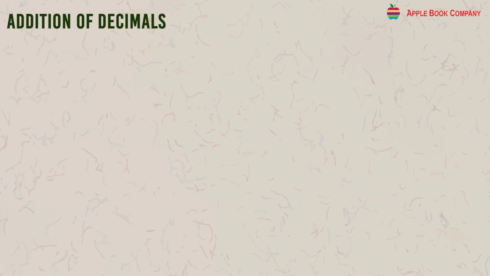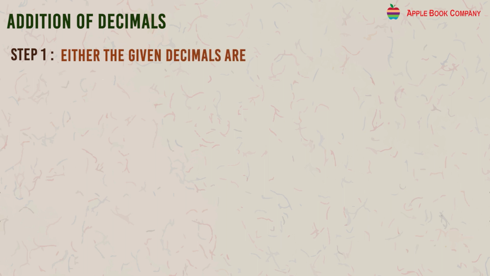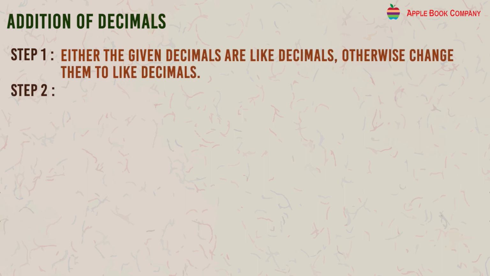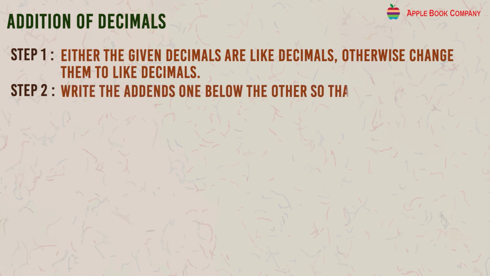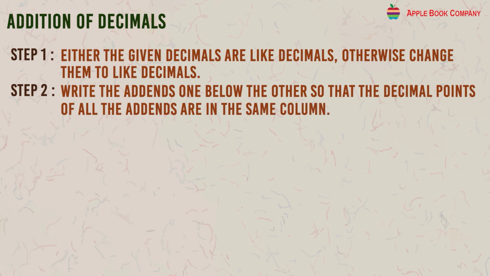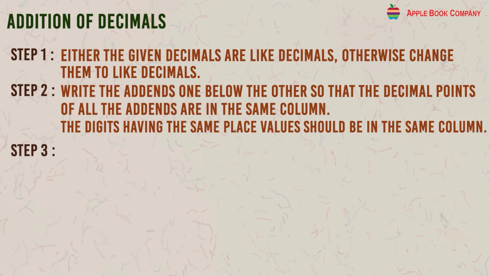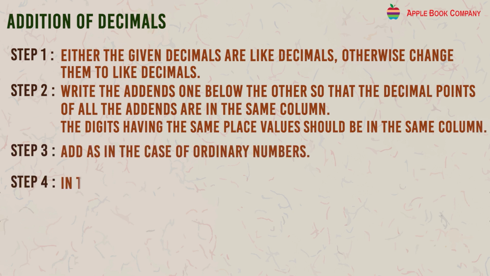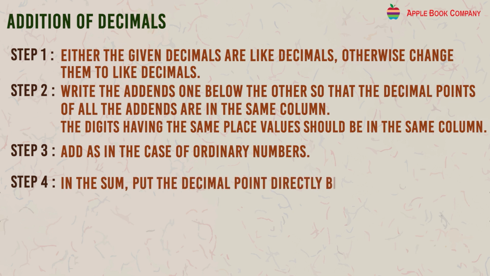Addition of decimals. To add two or more decimals, we follow the following steps. Step 1. Either the given decimals are like decimals, otherwise change them to like decimals. Step 2. Write the addends one below the other so that the decimal points of all the addends are in the same column. The digits having the same place value should be in the same column. Step 3. Add as in the case of ordinary numbers. Step 4. In the sum, put the decimal point directly below the decimal points of the addends.